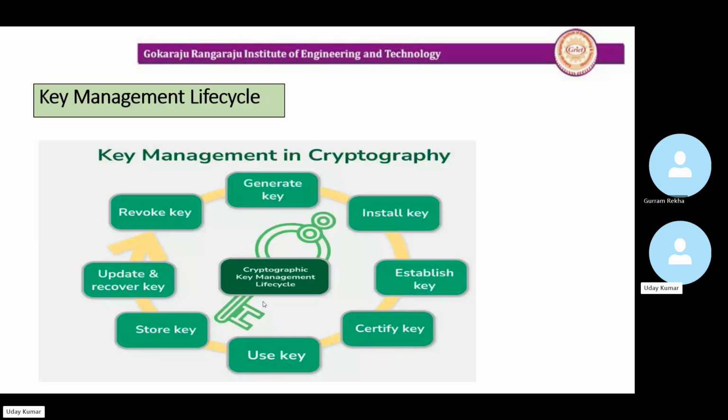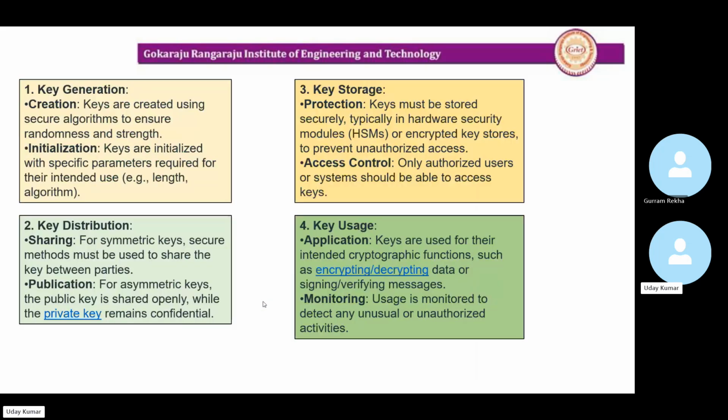So this is the key management life cycle. First you are going to generate the key. Next, install the key, establish the key, then certify that key. Once you get that certification, use that key, save it somewhere. If you want, update and recover it, and revoke. You revoke when, even though you are using that key, the hacker is able to find the original plain text, so usage of the key is no longer required. You can just revoke that key.